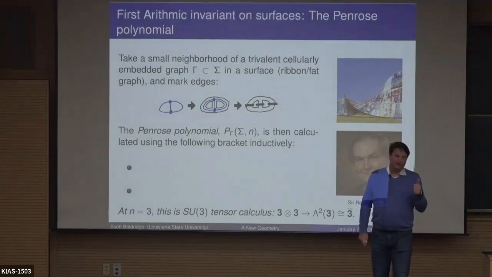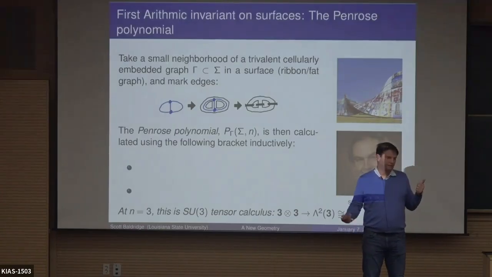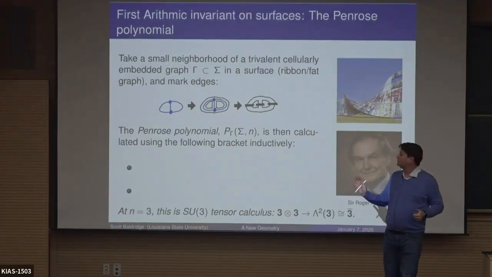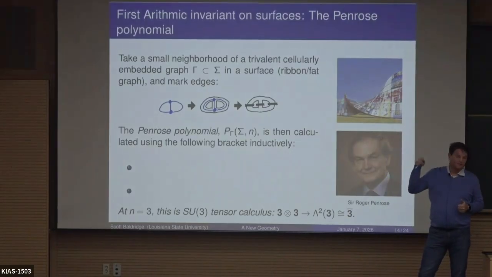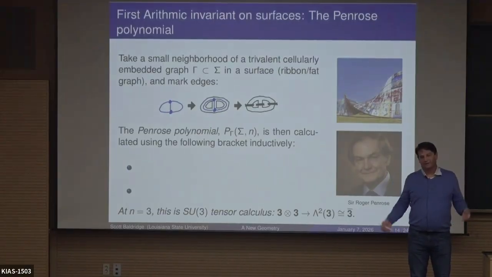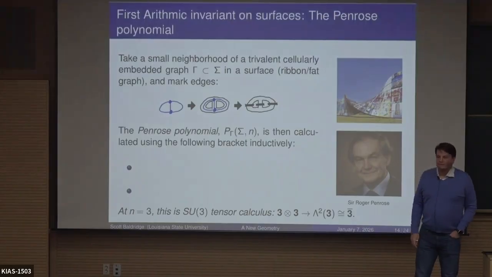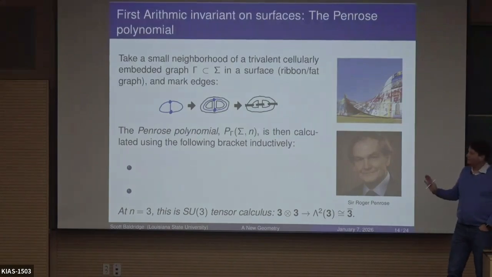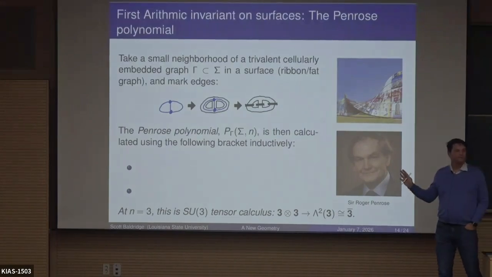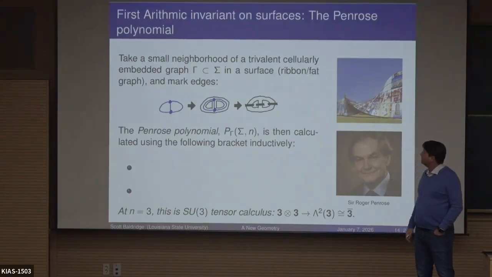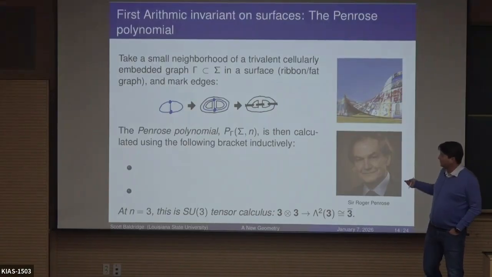So the actual first arithmic invariant is the Euler class, but that's kind of dumb. For a surface, if you compute the number of vertices minus the number of edges plus the number of faces, you get an arithmic invariant, but it's the same on every class. So it's not dumb because it's giving you a smooth invariant, but what I want is something that's specific to the arithmic. So the first kind of non-trivial arithmic invariant on a smooth surface is something called the Penrose polynomial.